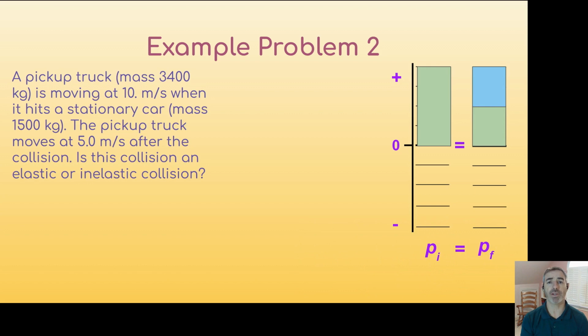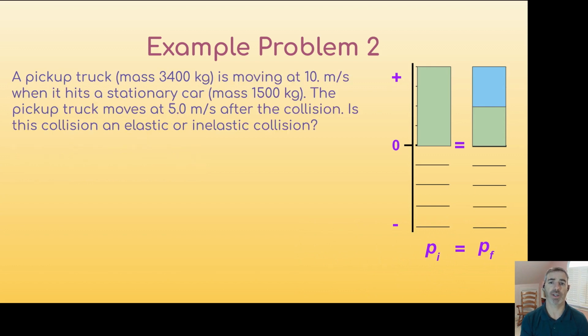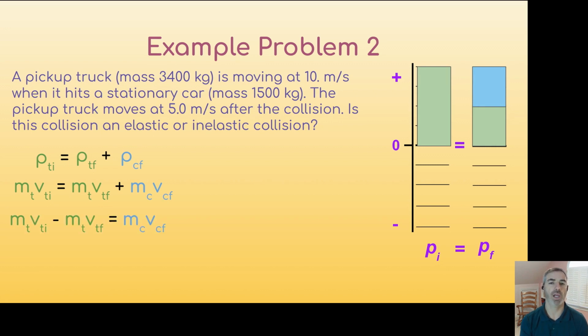Now, after we have our momentum for each of the objects, we're going to write our conservation equation. The initial truck's momentum equals the final truck's momentum plus the car's final momentum. Then we can substitute in the equation for momentum, mass times velocity, representing green with the truck and blue with the car. And we know the values of all things except the final velocity of the car. Because we're looking for the final velocity of the car, we're going to rearrange this equation by subtracting the truck's final momentum. Then we're going to divide both sides by the mass of the car, and that's going to give us the final velocity of the car.